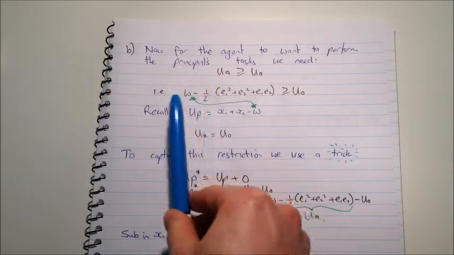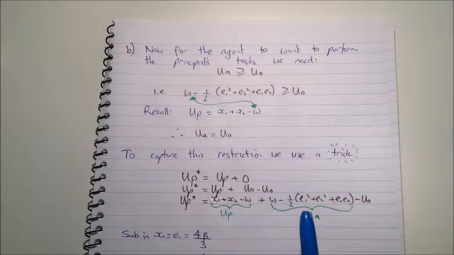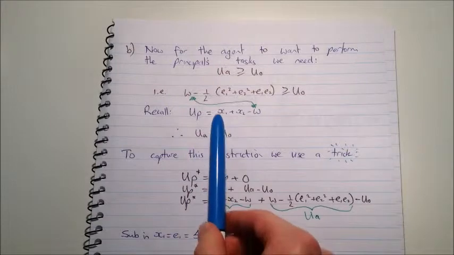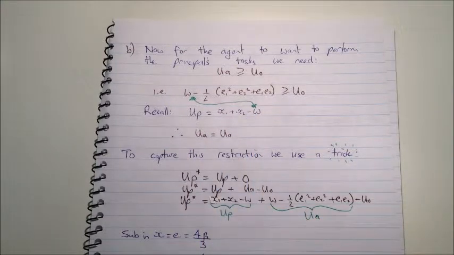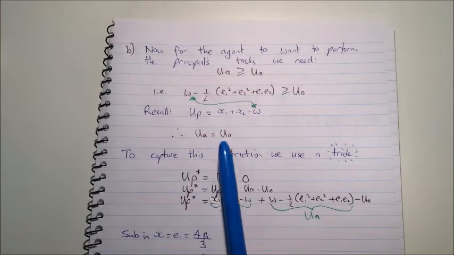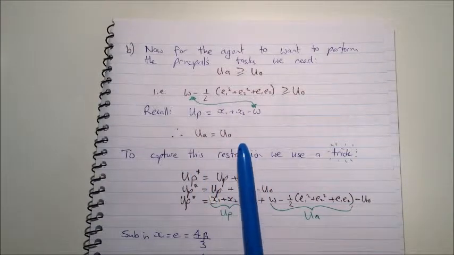That is to say that the wage minus the cost of performing the task is greater than or equal to U0. However, if we recall that the principal's utility function is equal to the outputs of the two tasks minus the wage paid to the agent, we would see that the principal would want to minimize the wage as much as possible in order to maximize his utility function. And as such, he's going to reduce the wage until the agent's utility is equal to his outside utility.